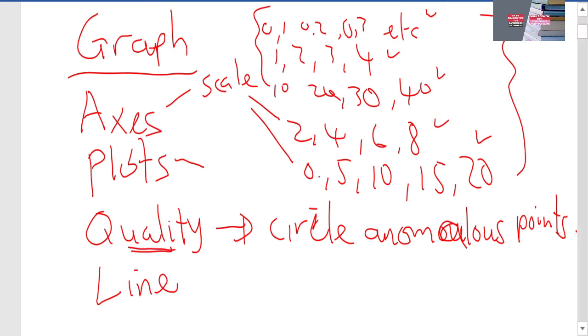The points must all be very close. They must be very precise, in other words, close to each other in such a way that you can draw a line of best fit through the points with very little distance between the line of best fit and all the points, right? So you're only allowed to circle one point for the anomalous point. If you circle the second one, then you lose the quality mark.